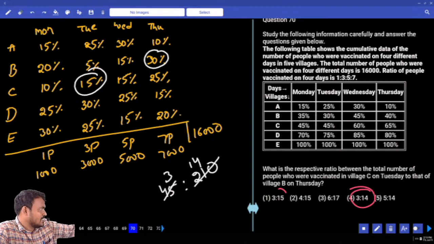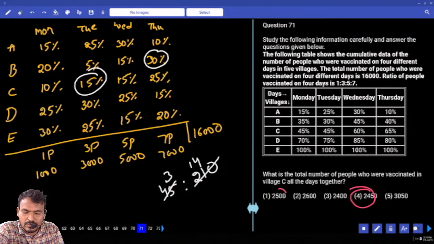In both the cases, 3 zeros are common. One is 3 parts, another one 7 parts. 15:3, the 37. What is the ratio? 45:210.